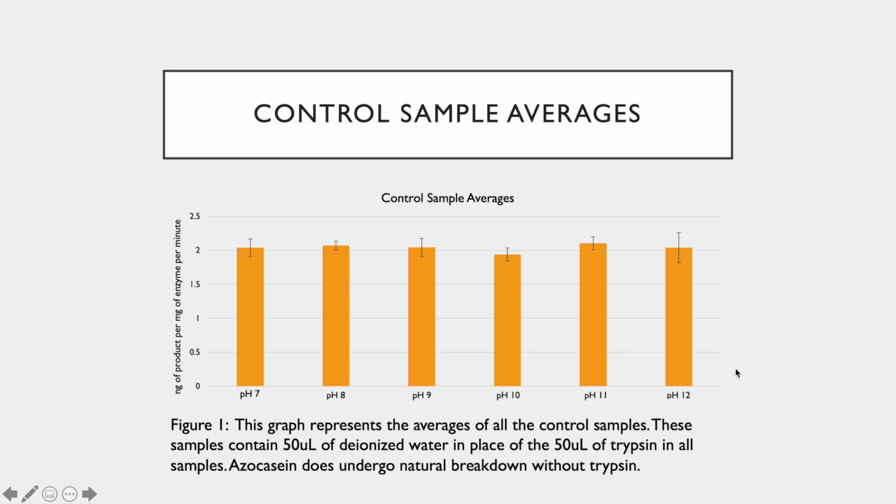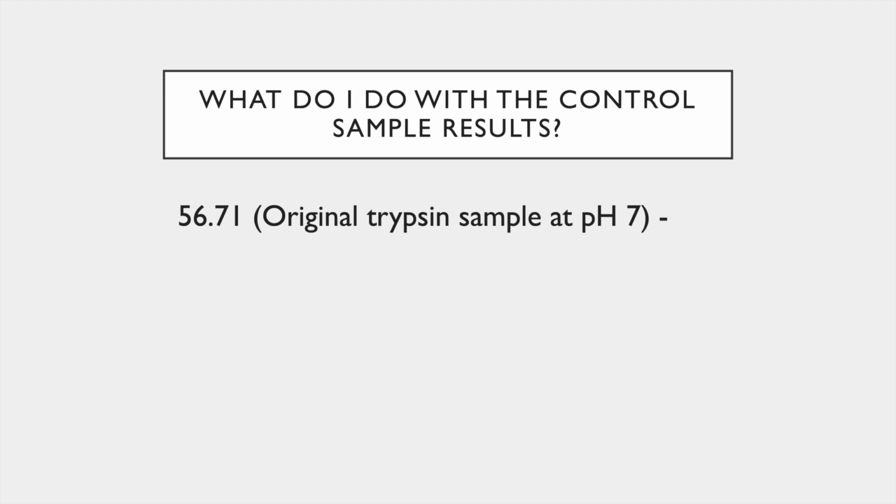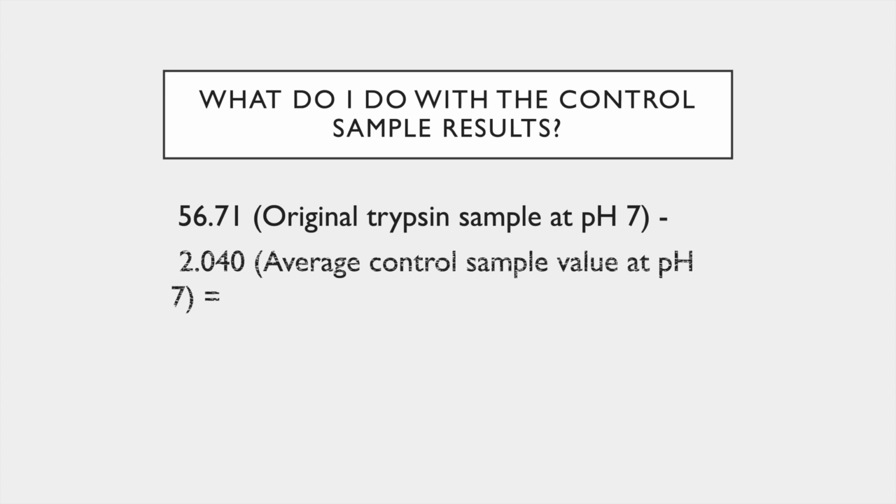So in the next slide, you will see how we use this data to get the true values of the breakdown of azocasein. So you might ask, what am I going to do with the control samples? Well, first you would take an original trypsin containing sample and subtract it against the average of the control sample at that certain pH.